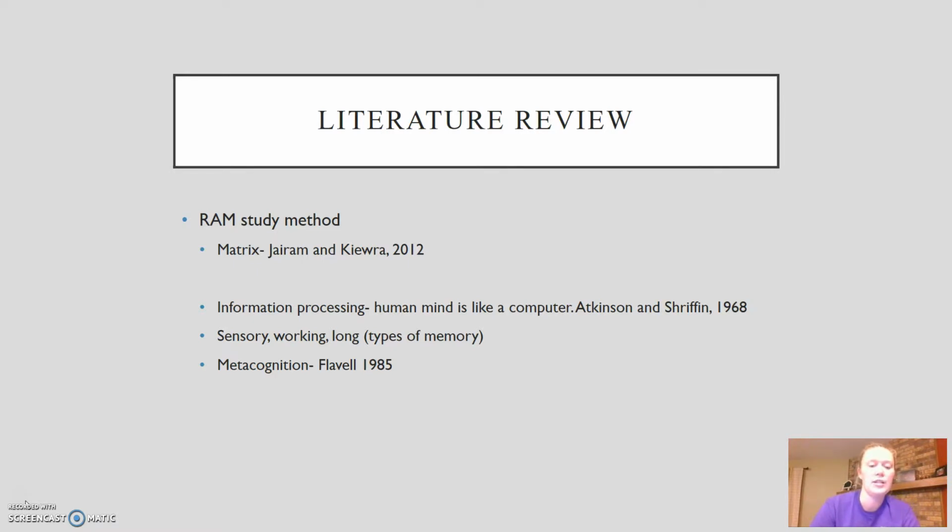The types of memory: sensory, working, and long-term memory. Sensory is the gathering of information or the input. Working is cognitive or the storing and using. And then long-term memory. How much is in your long-term memory is based off of how well the information is organized, which is essentially a matrix. A matrix is an organized piece of study material that students can use.